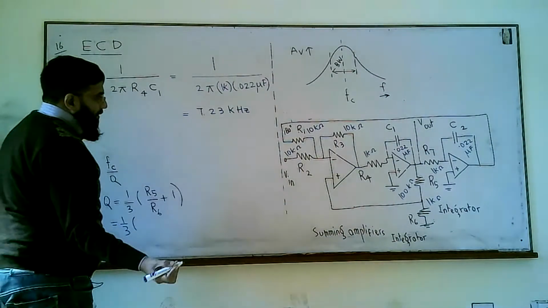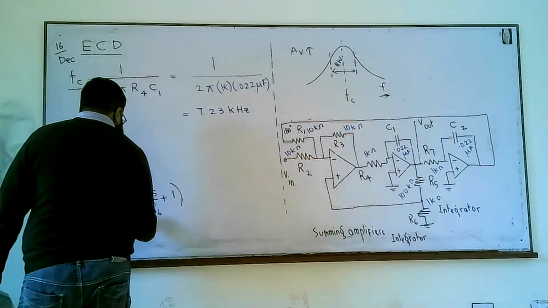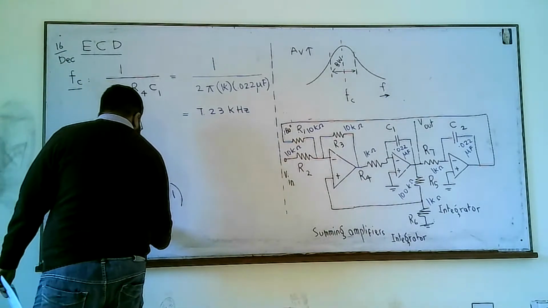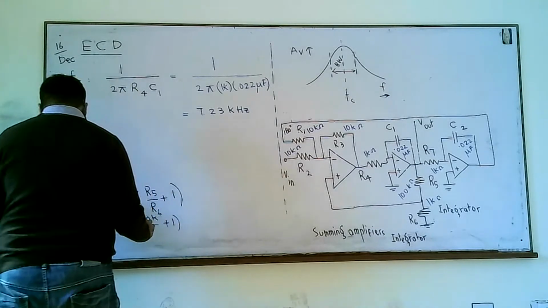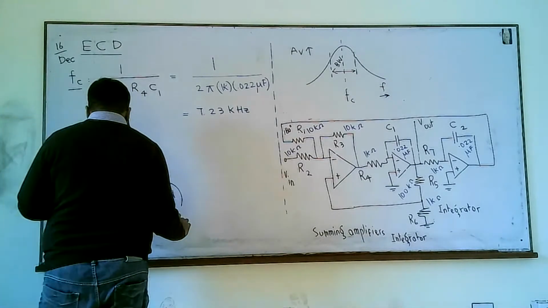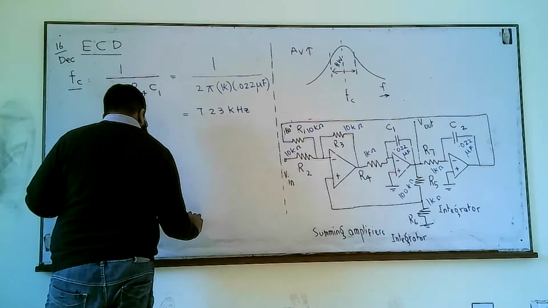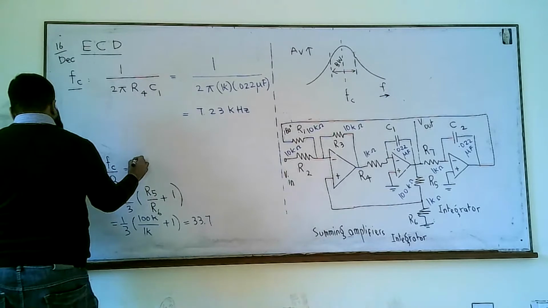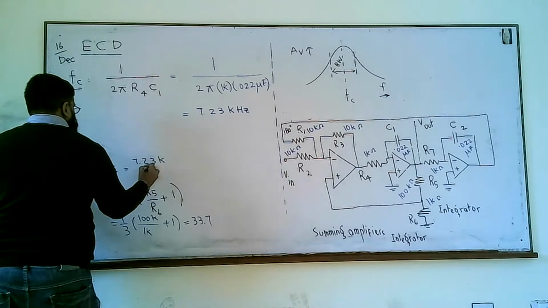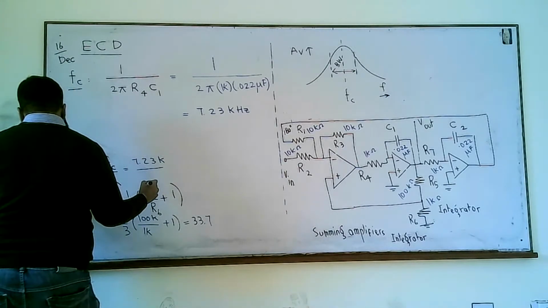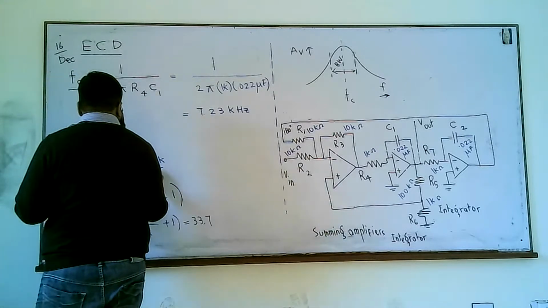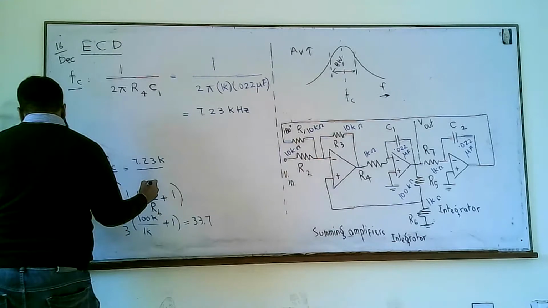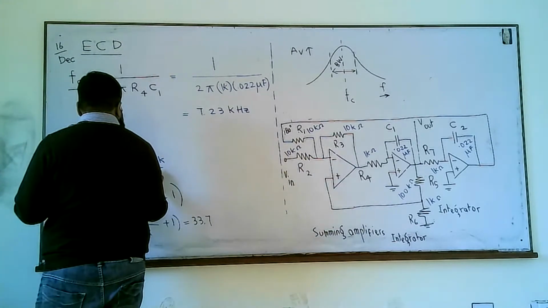Q is R5 over R6, and R5 and R6 are given. 100K over R6 is 1K, plus 1. So we got Q of 33.7, and bandwidth is 7.23 kilohertz divided by Q, 33.7. So it's a very small bandwidth.